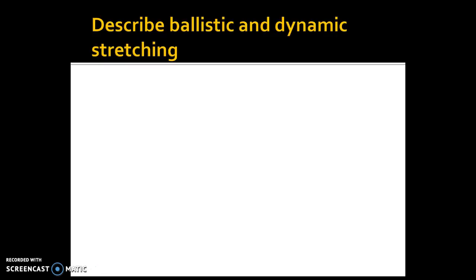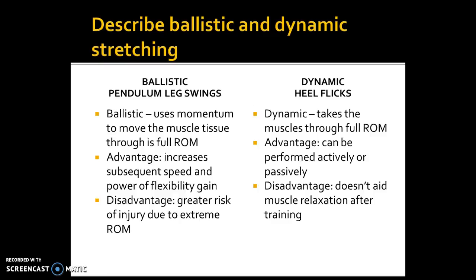So ballistic and dynamic, what's the difference? The key thing is, when you think of anything to do with flexibility, you're always talking about the range of movement. Any stretching is to do with your range of movement, so that's got to be involved in your answer. When I think of ballistic, I just want you to think of a ball. In order for a ball to move, it needs momentum. So when you think of ballistic stretching, you need to have that word momentum. You need to have range of movement, and put that together, you've got ballistic stretching. Pendulum leg swings are a good example. Ballistic stretching uses momentum to move the muscle tissue or connective tissue through its full range of motion.